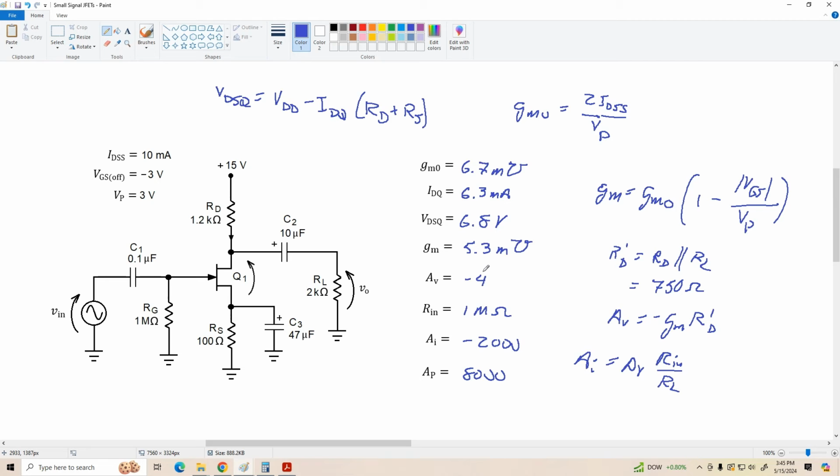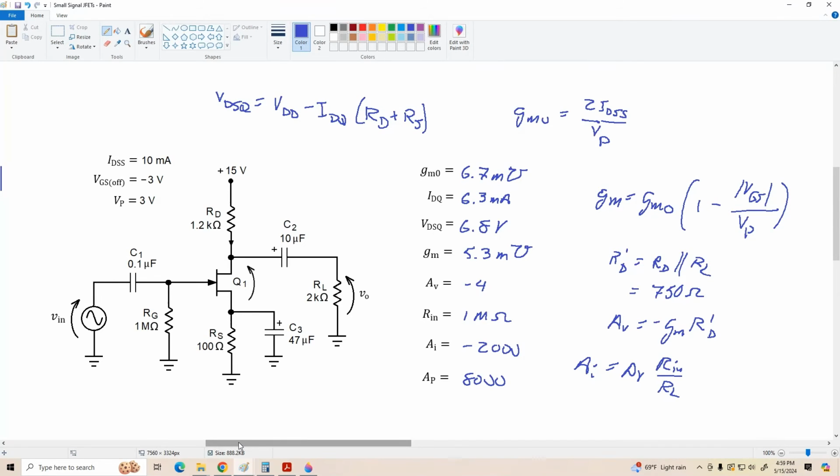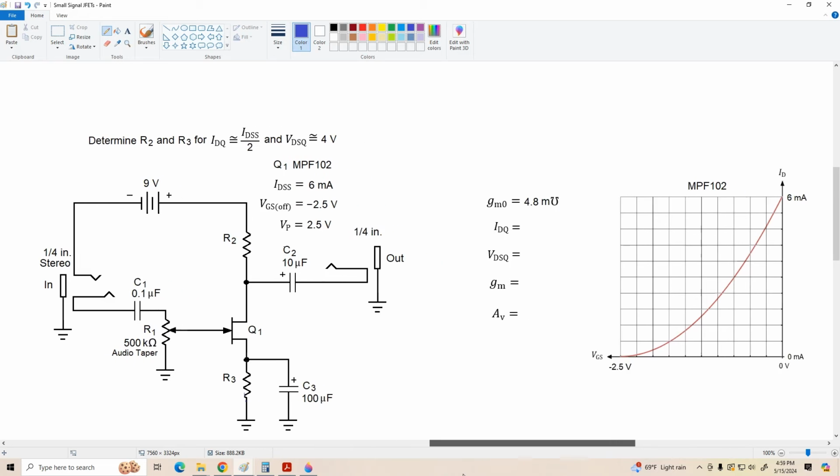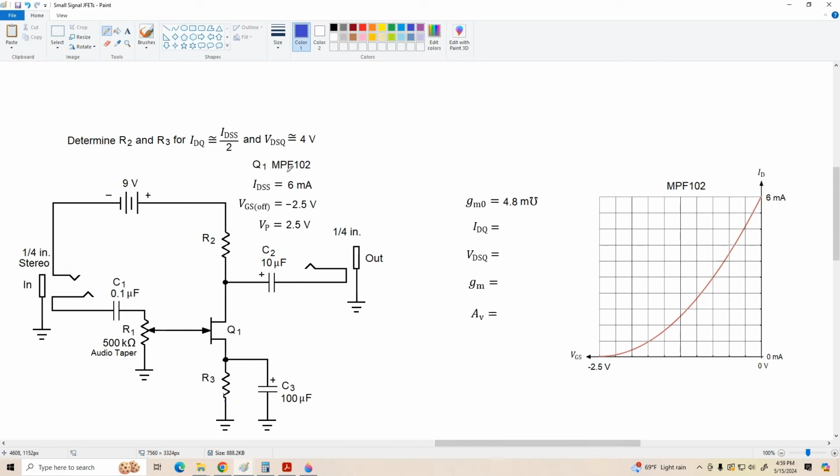All right, let's do one final example here. This time we're going to do a little bit of design. What we've got is an MPF102 used as a little variable level booster or preamp or overdrive. We've got a 9-volt battery for power with a 1/4-inch stereo jack used for power switching, and we've got a 500K potentiometer to adjust the level of this amplifier. And what we want to do is choose R2, the drain resistor, and R3, the source resistor, to give us an IDQ of approximately IDSS over 2 and a VDSQ of around 4 volts.